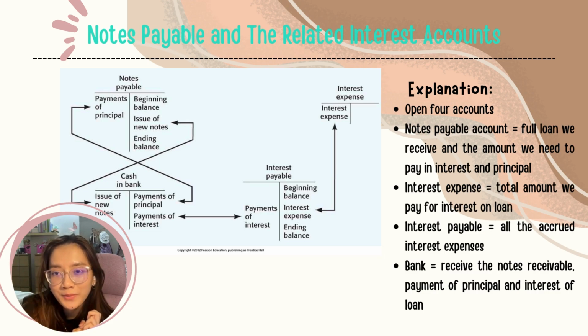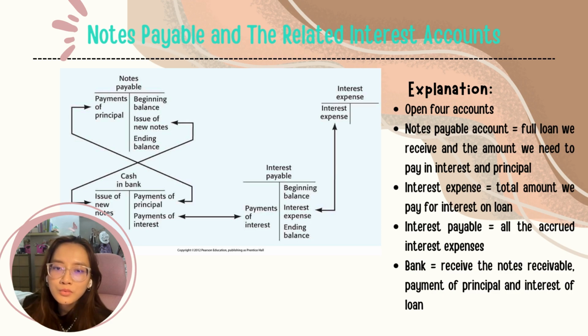Next is the notes payable and the related interest accounts. Let's observe the diagram and I will explain it in detail. First of all, we open 4 accounts, which are the notes payable account, cash in bank account, interest expense account, and interest payable account. So why do we open these 4 accounts? The notes payable account will show the full loan we receive and the amount we need to pay in interest and principal. The interest expense account will show the total amount we pay for interest on the loan. And the interest payable will show all the accrued interest expense.